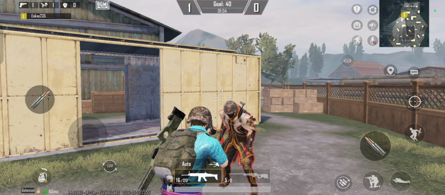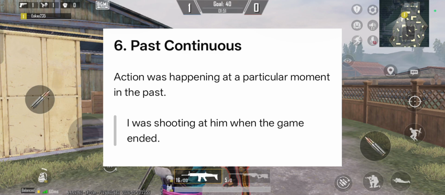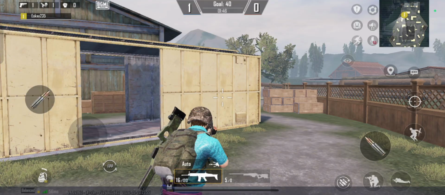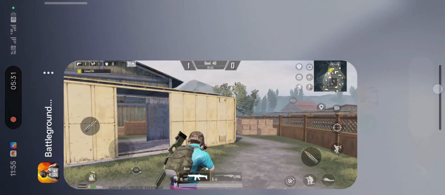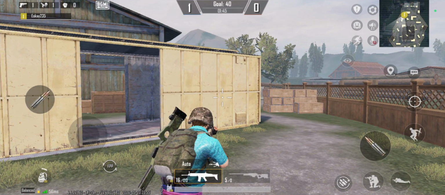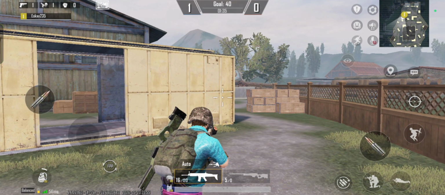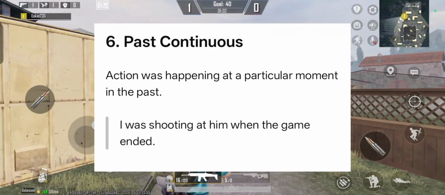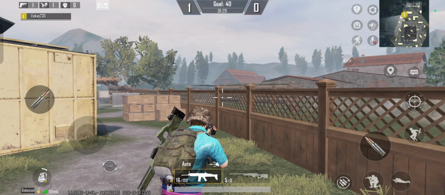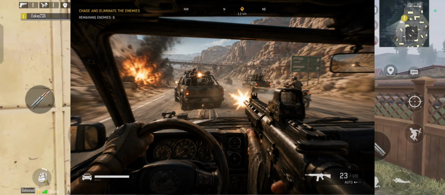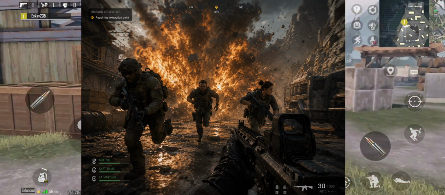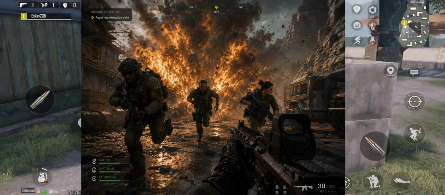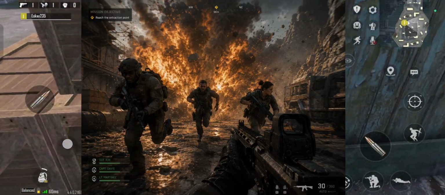And next we have past continuous tense. This tense describes an action that was happening at a certain moment in the past. For example, I was playing the game when suddenly the game stopped. It was a glitch or the phone got too heated up. So I was shooting when the game stopped suddenly. So there are 2 actions happening. Another example would be while he was driving, he was shooting. Another example, they were running when the explosion happened.